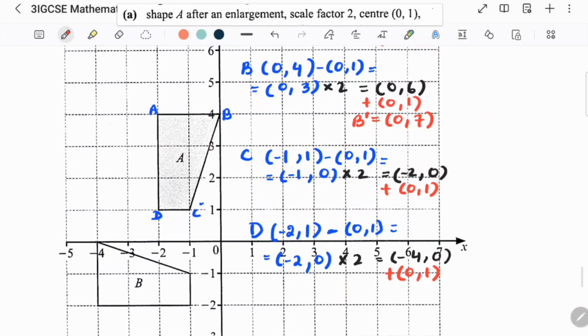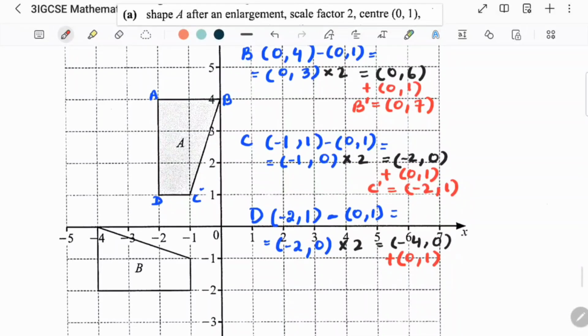And the third one, -2 plus 0 will become -2, it remains the same, and 0 plus 1 will become 1. So this is your C prime. And then the last one, -4 plus 0 remains -4, and 0 plus 1 is 1. This is your D prime.